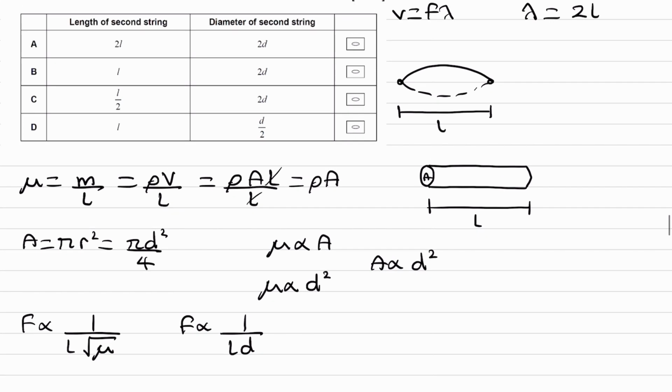If we look at our options, what achieves that is option C. For option C, the length halves and the diameter doubles, so those two factors will cancel out in this denominator, and overall the frequency will then not change.